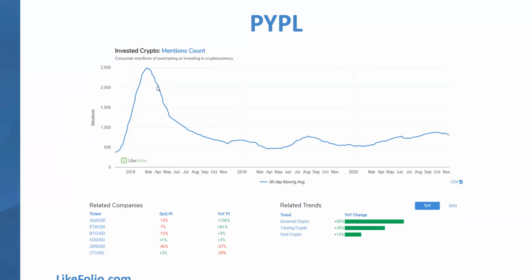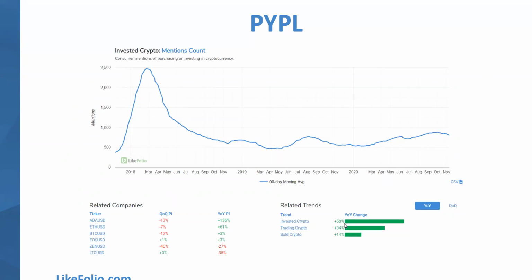And obviously you can see the huge boom that we saw in 2018 that's captured here. What we're recording now is nowhere near the levels of activity that we saw in 2018, but it's still a significant increase year over year, up 50%. You can see that people are also talking about trading cryptocurrency.